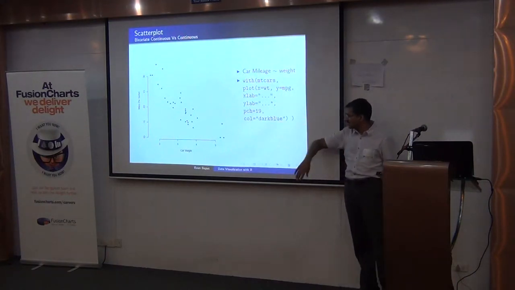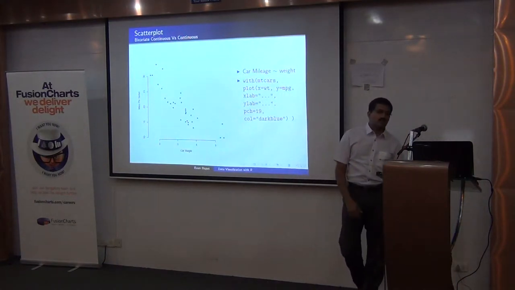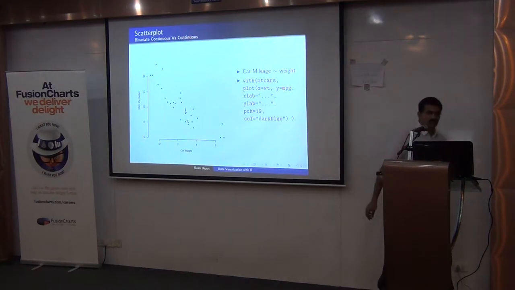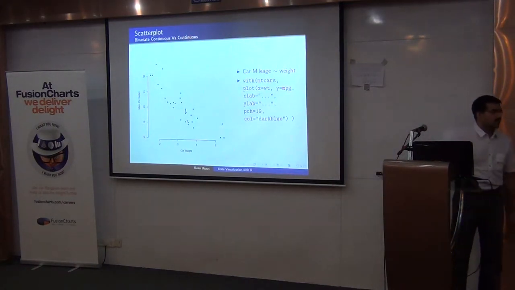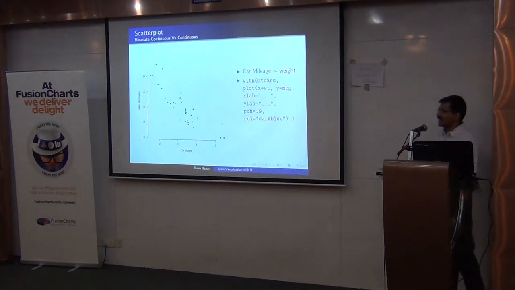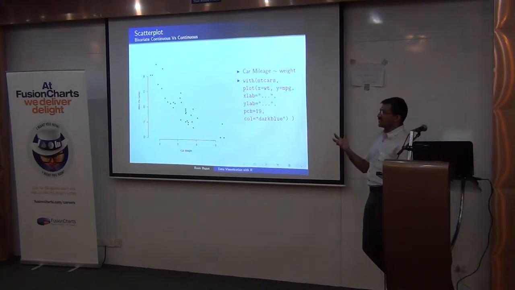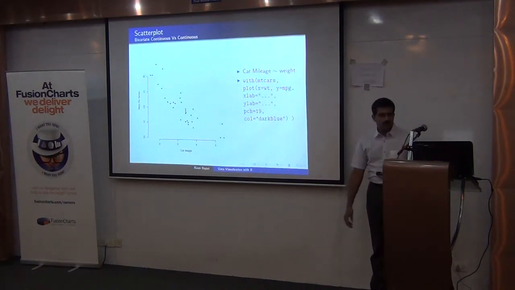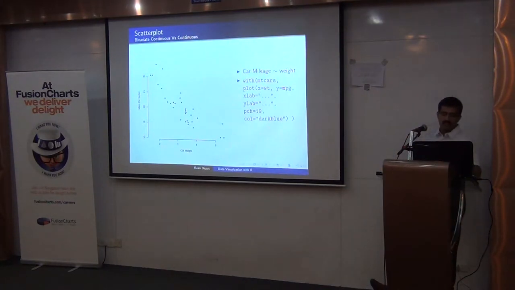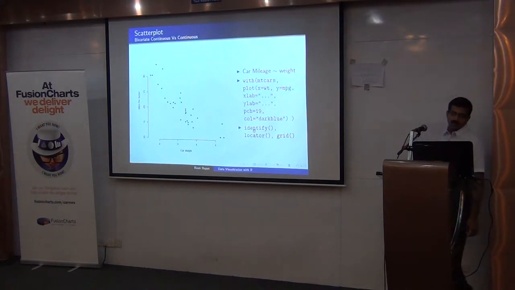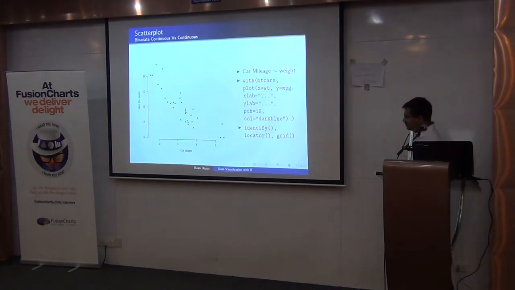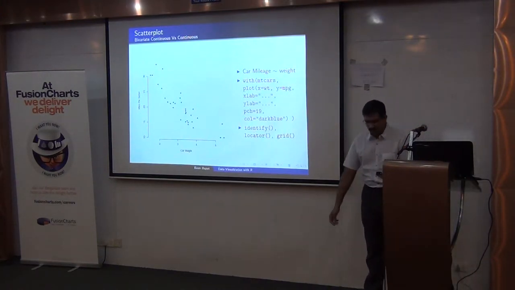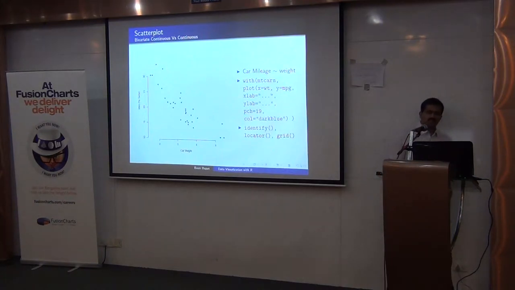I have X labels, Y labels, pch lets you choose one of the 30-40 different symbols that are available. You can also replace that with any character, any glyph that you want to use. Color you can of course choose for the plotted glyphs. Okay, now onto that, on any of the plots in fact, there are three functions that you can use.